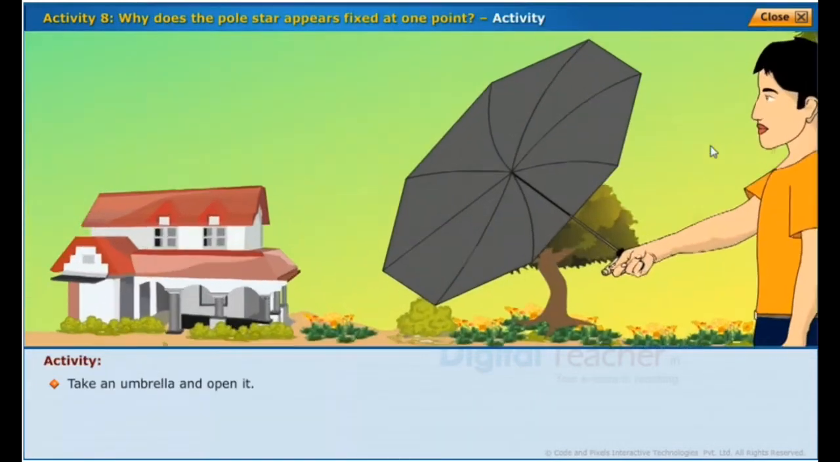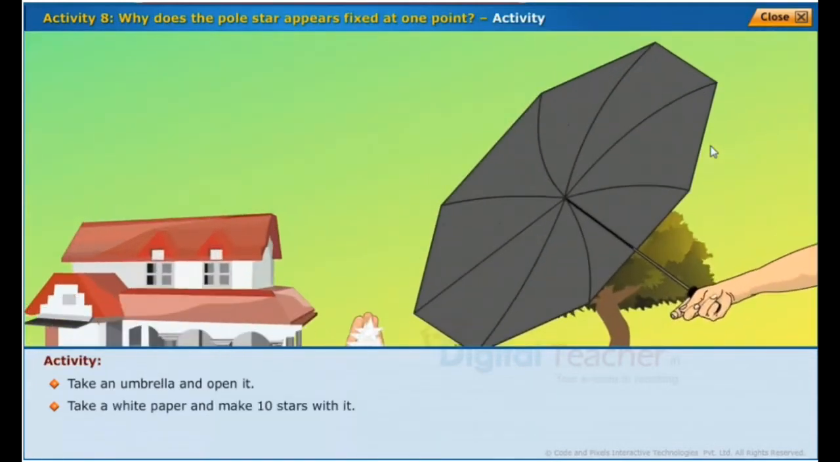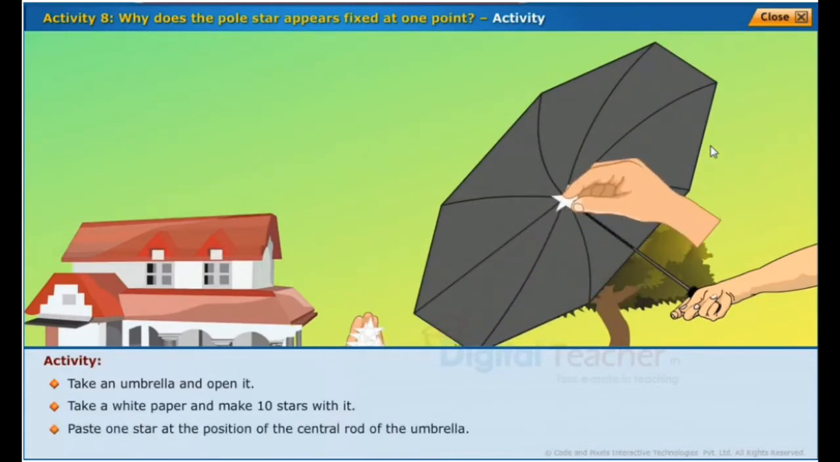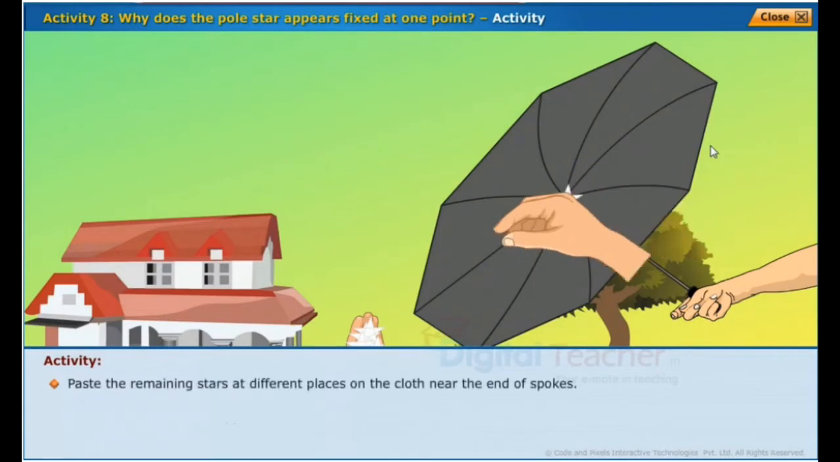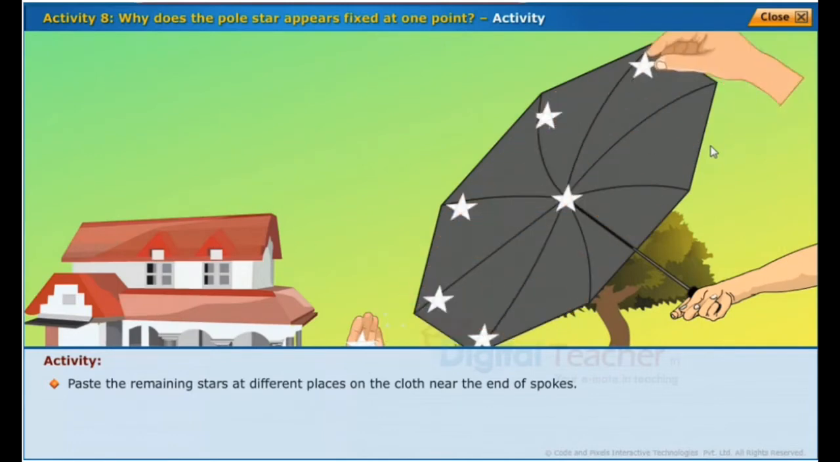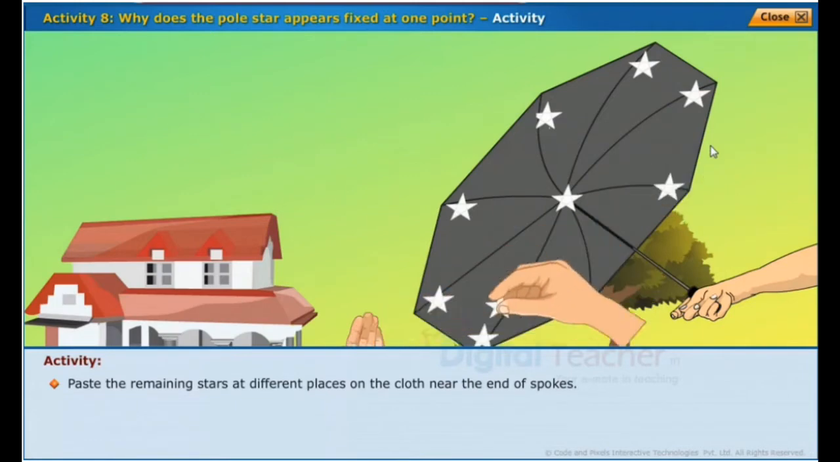Activity 8. Why does the pole star appear fixed at one point? Take an umbrella and open it. Take a white paper and make 10 stars with it. Paste one star at the position of the central rod of the umbrella. Paste the remaining stars at different places on the cloth near the end of the spokes.